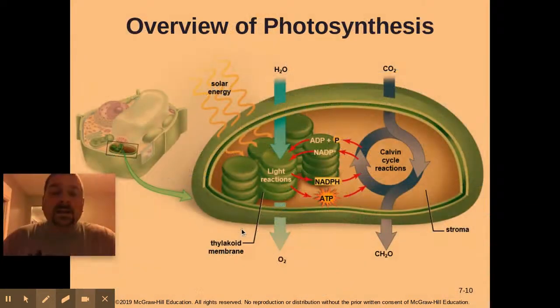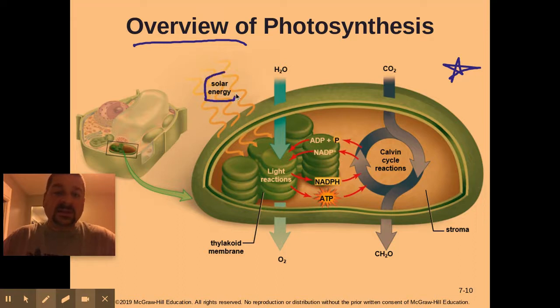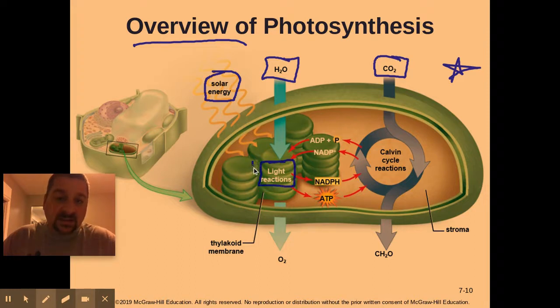Finally, here's just kind of an overview. This is important. I would star this figure in your book. This is important just as a basic understanding of the steps of photosynthesis. This is showing our inputs: light, water, carbon dioxide. It's showing the two steps of photosynthesis. First the light reactions, and then number two, the Calvin cycle reactions.